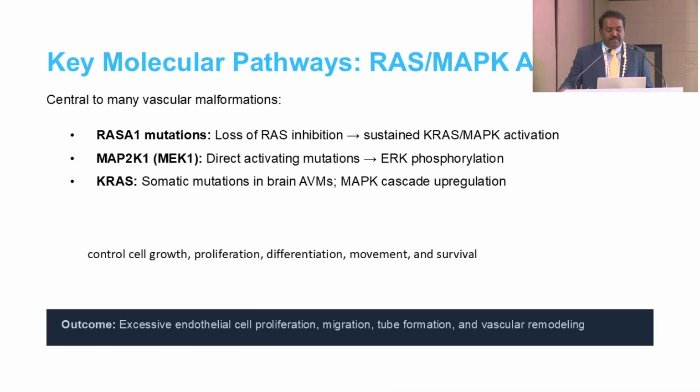Mainly, there are three molecular pathways which are responsible for this. One is RASA mutation. Another one is MAP2K1 and KRAS mutation. Basically, what they do is control the cell growth, proliferation, and differentiation, and eventually survival of the cell as well. So the outcome of these mutations will be excessive endothelial cell proliferation, migration, tube formation, and vascular remodeling.